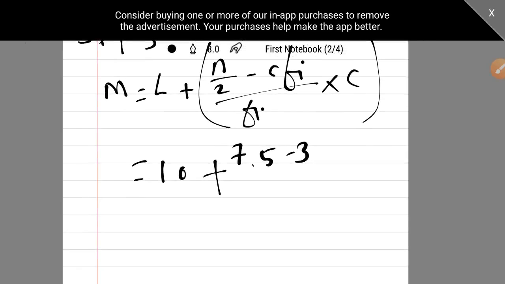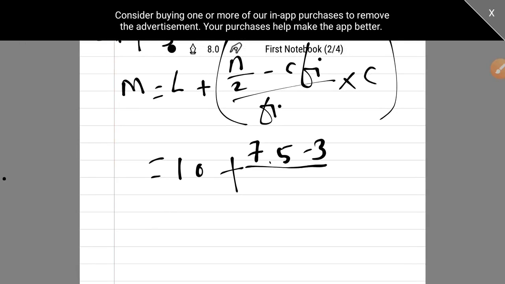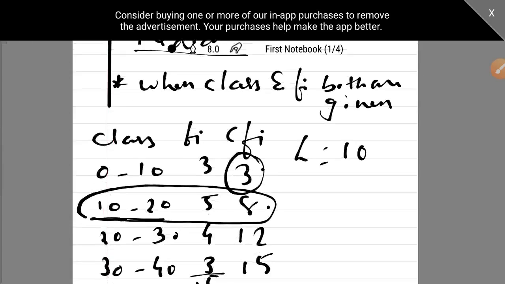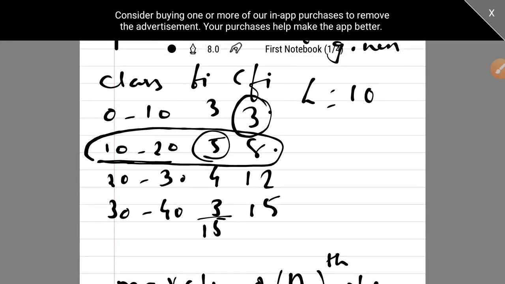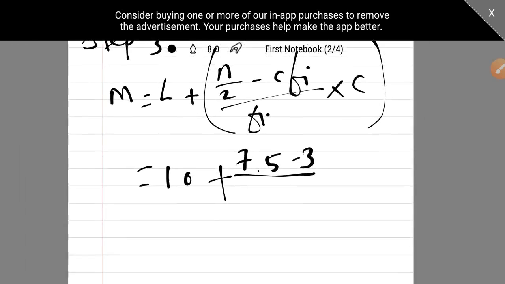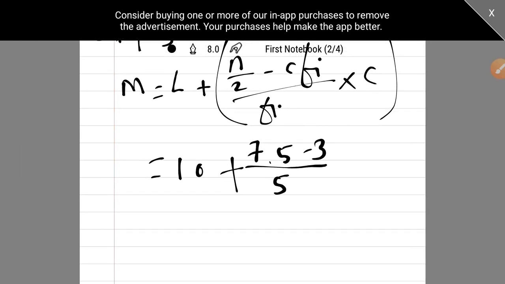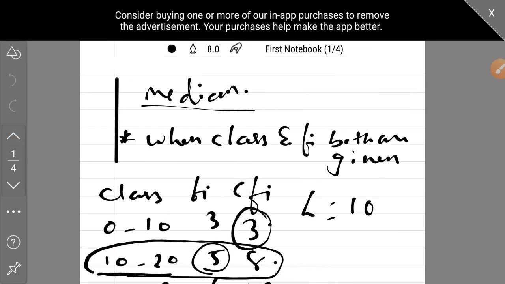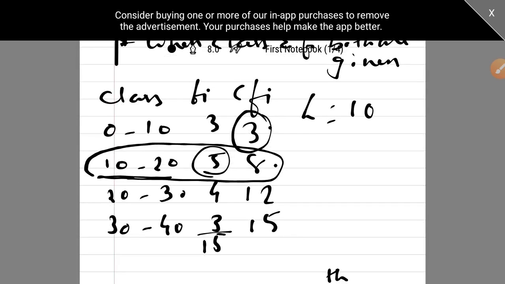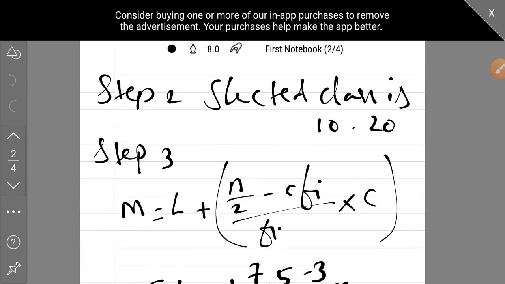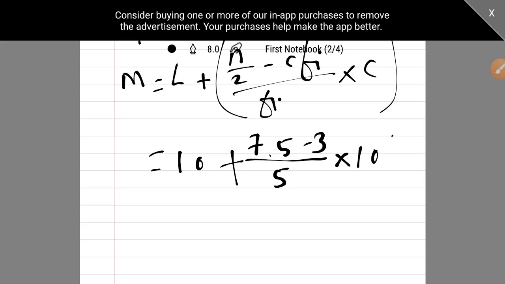Then I'll be writing frequency. Frequency is of the same class, that is 5. Then class length. Now what is this class length? 10 to 20 is the class, so class length is 10. They are asking about the gap, so our class length is 10.